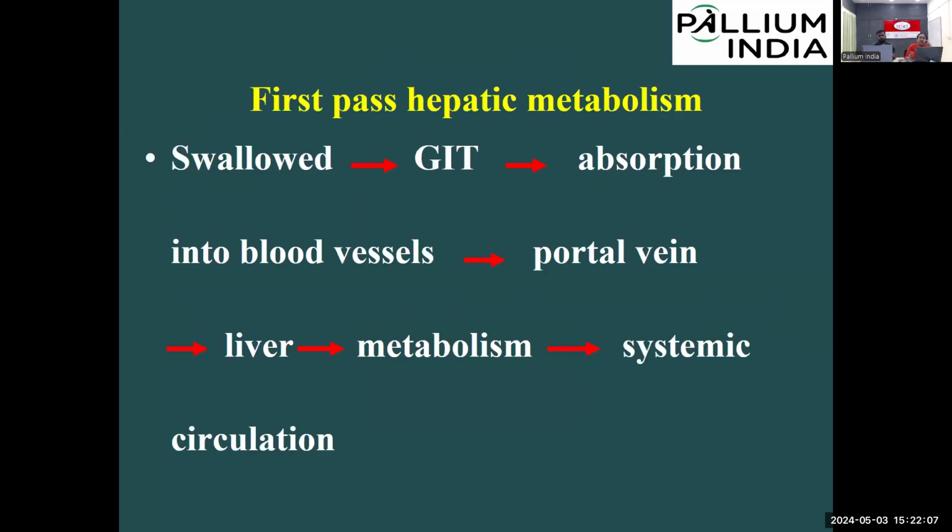And regarding the metabolism of morphine, once morphine is swallowed, it reaches the gastrointestinal tract and is absorbed into the blood vessels, and it enters the portal vein, from where it reaches the liver. So morphine is metabolized in the liver and the metabolites are released into the systemic circulation.